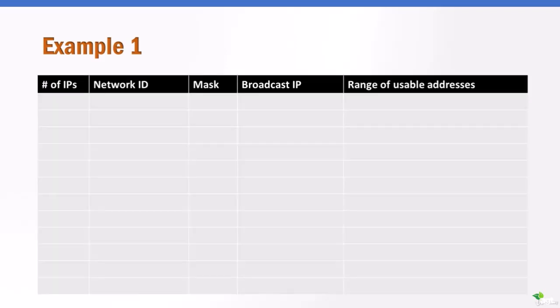We're going to start off with a table, and first we're going to fill in the number of hosts required for each subnet. We're going to sort those subnets from the largest one to the smallest one. And a small disclaimer here. In each of these subnets, we're actually going to need 2 more IP addresses than is stated here.